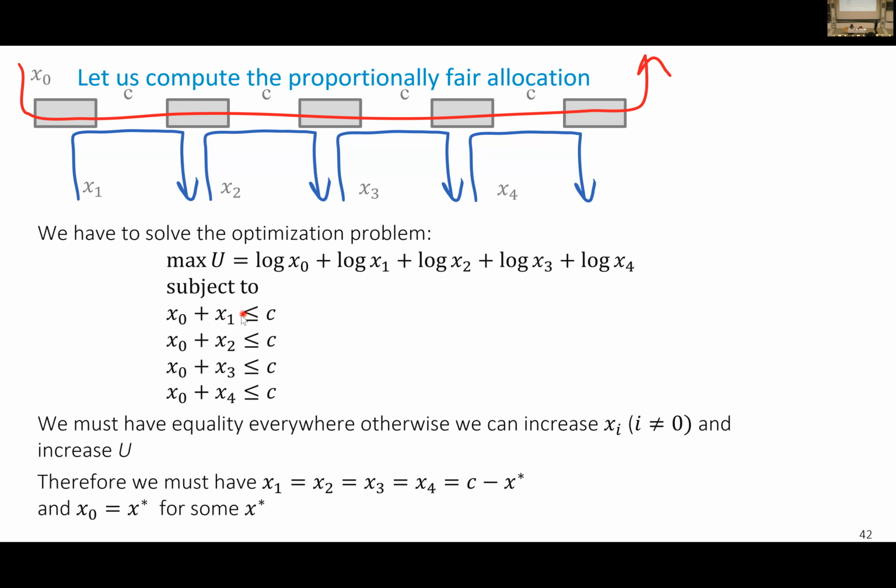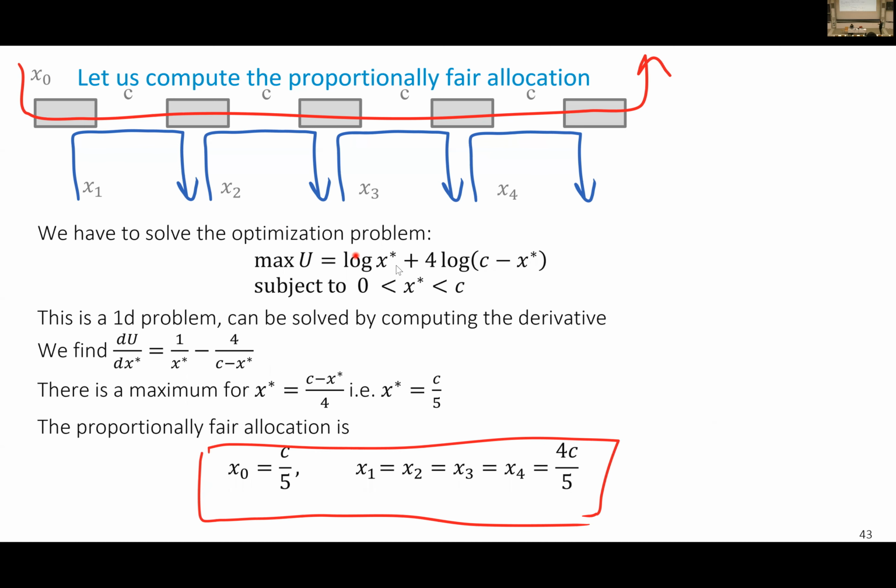So I've transformed the problem in dimension 5 variables, which is embarrassing, something you can solve only numerically, into something which looks more like high school maths. We have to optimize something which has only one variable here. So we have to maximize log of x star plus, if I do the change of variables, each of the other rates is c minus x star. So that's the thing I have to maximize. And the constraint is this one here. So x star must be positive and the others as well. So those are the constraints.